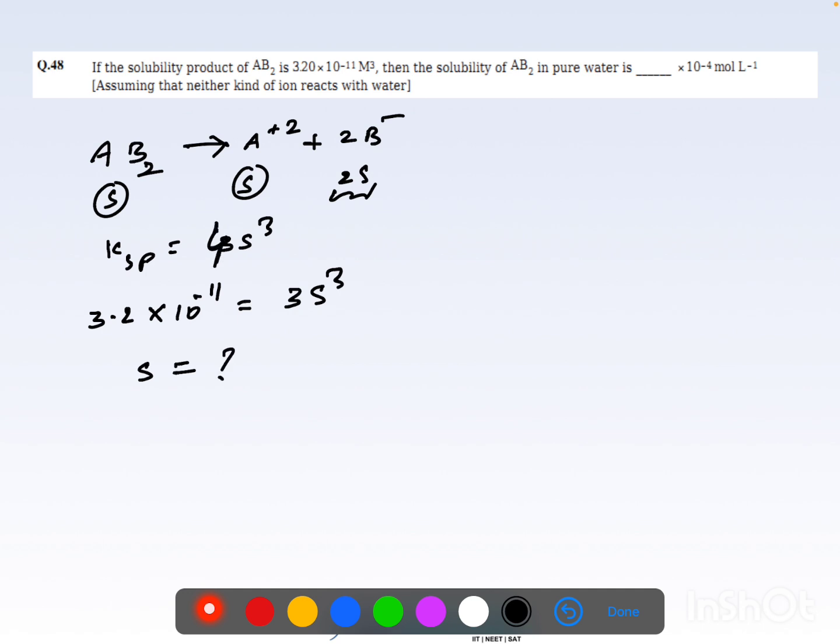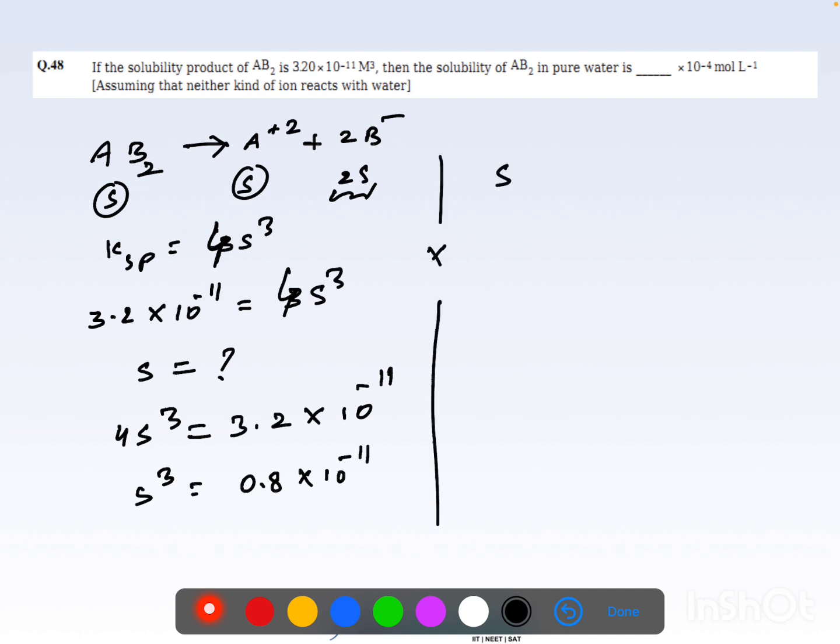So this will be 4S cube. So 4S cube is equal to 3.2 into 10 to the power minus 11, and S cube will be equal to 0.8 into 10 to the power minus 11. Now S cube can be written as 8 into 10 to the power minus 12, and S will be equal to 2 into 10 to the power minus 4. So here the answer will be 2.